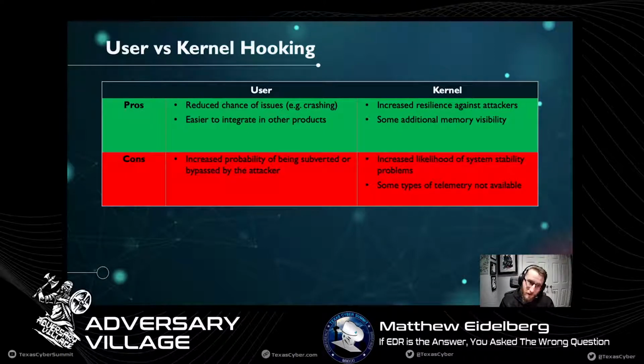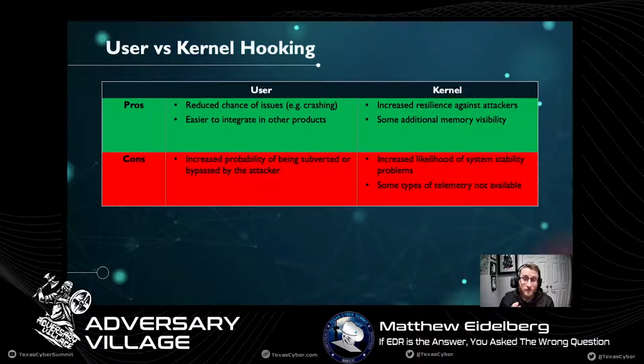But there are cons. With kernel space, there's a way higher likelihood of causing instability when you're introducing drivers or hooking things at that level, which can cause blue screens and disruption to services. There's also a lot less telemetry. In the user space with Windows API functions, there are numerous different ones that can be hooked to give you a wide breadth of visibility. But in the kernel, it's a little limited.